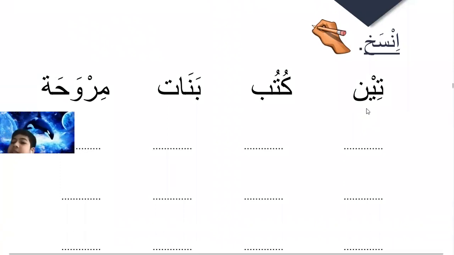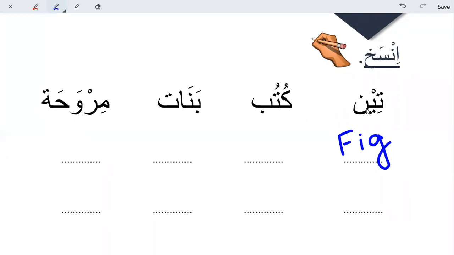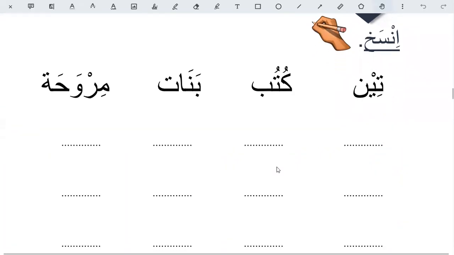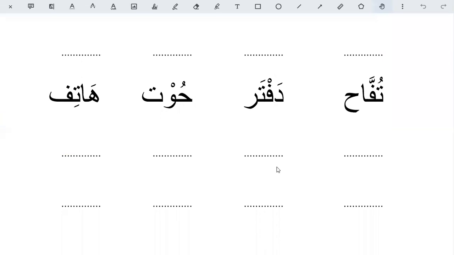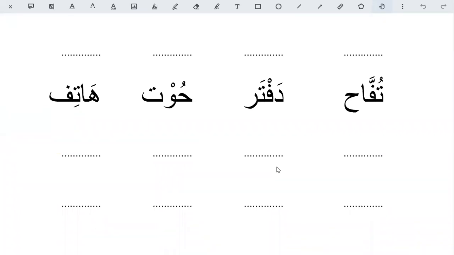Okay, teen. Teen is the fruit one that I don't know. It is? Fig. Yeah. Good. Next. Kutub is books. Good. Then banat is girls. Good. Then miswak is a fan. Good. And then tuffaha is apple. Good. Then the star is notebook. Good. Then hood is whale. Good. Hat tip is telephone. Good.